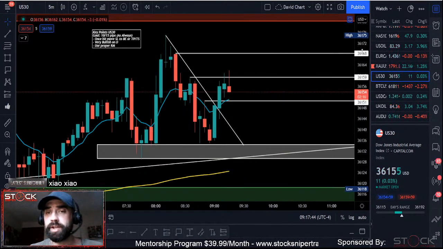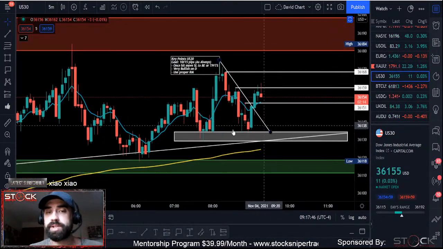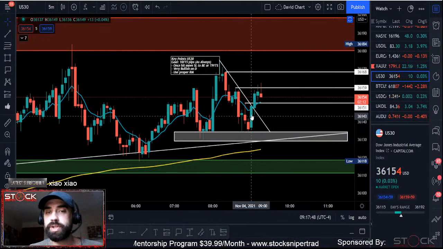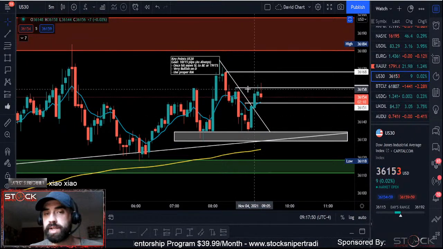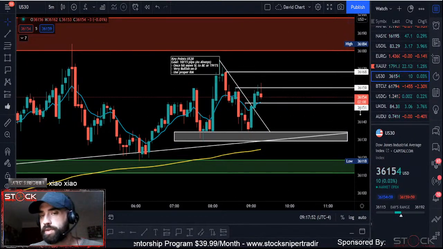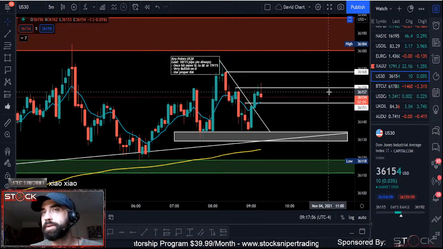You can see US30. Okay, it had a nice little bounce. Still holding there. It's starting to walk up, but now it's starting to get that resistance. Okay. There's still 2 minutes left here, but the overall resistance 36159 area.